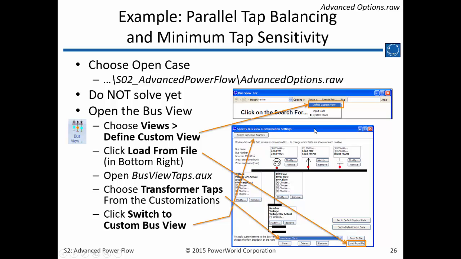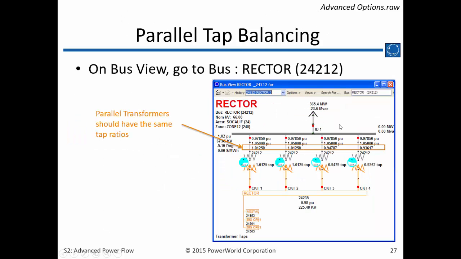But there's a custom view where we're going to specify loading a file. You can load a custom view from a file, and it loads busviewtaps.aux, and it chooses transformer taps. So we can say we want to choose the transformer tap view that was saved previously in this busviewtaps.aux file, and then we can switch to that custom bus view. So that switches to a custom bus view which set up some tap values in the bus view one-line diagrams so that we can see what the taps are right here of these four parallel transformers, and we can note that they are not balanced right now.